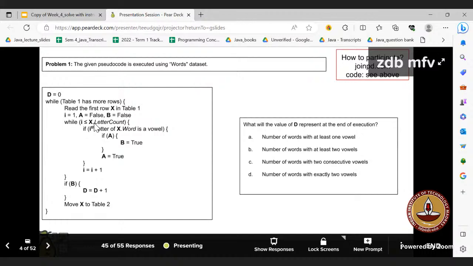If the second letter is not a vowel, then also nothing will happen. If the ith letter of the x dot word is a vowel is not satisfied, so we will go to the next letter, the third letter. Okay, I will explain this question with notepad. I think that is better.